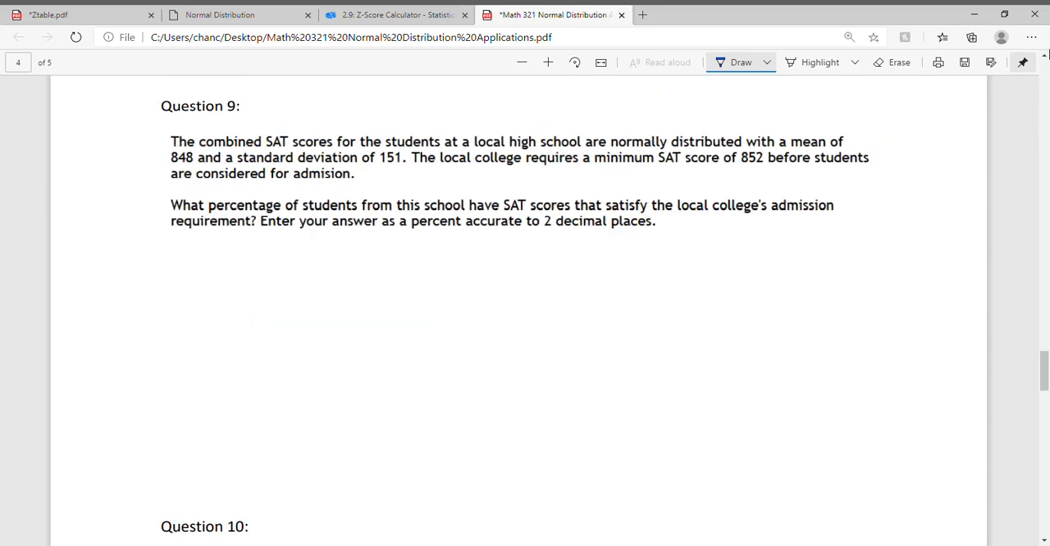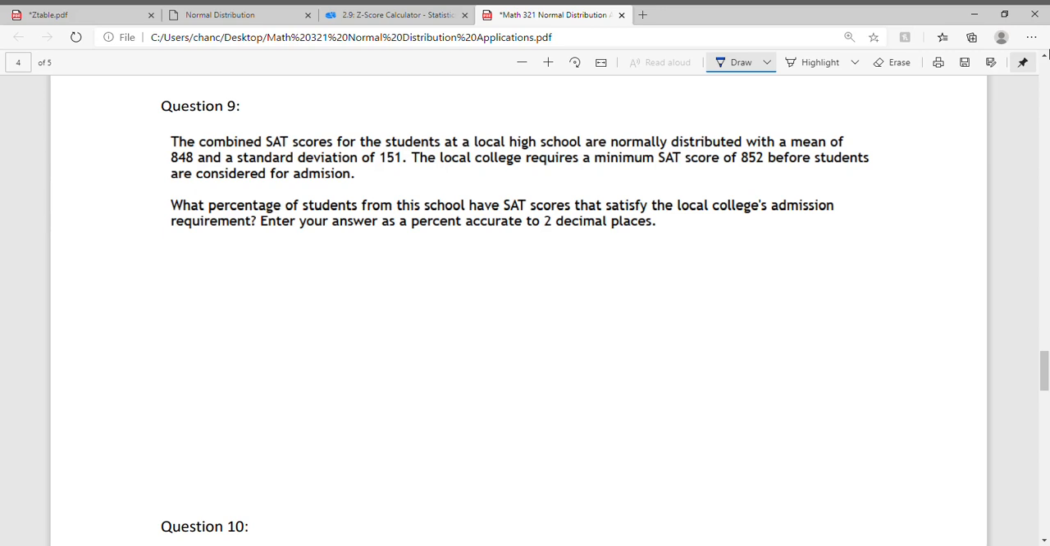For question number 9, the combined SAT scores for the students at a local high school are normally distributed with a mean of 848 and a standard deviation of 151. The local college requires a minimum SAT score of 852 before students are considered for admission. What percentage of students from this school have SAT scores that satisfy the local college admission requirement? Enter your answers as a percent accurate to 2 decimal places.